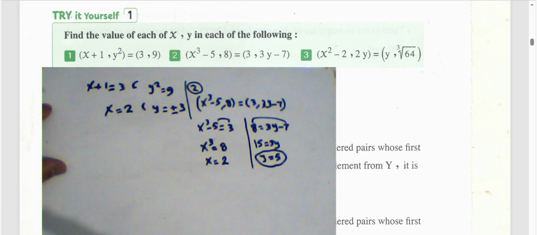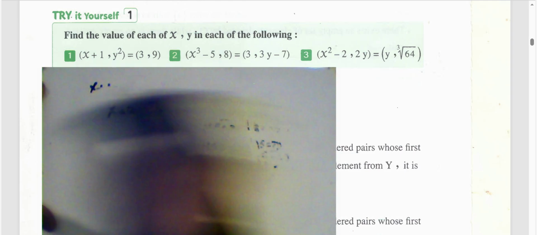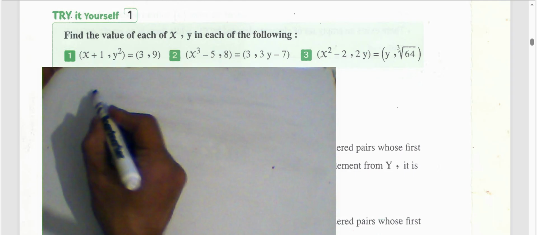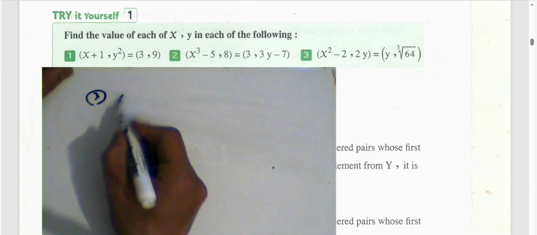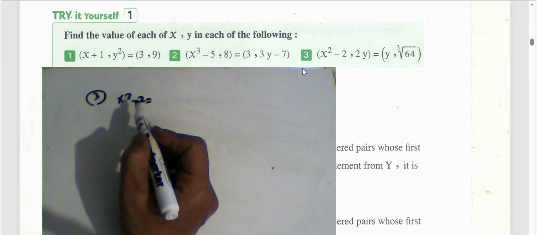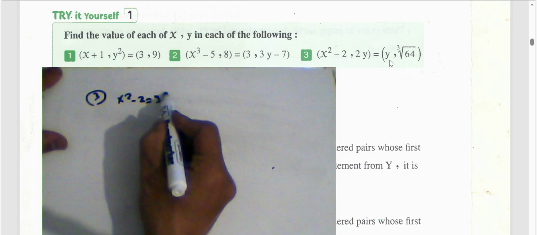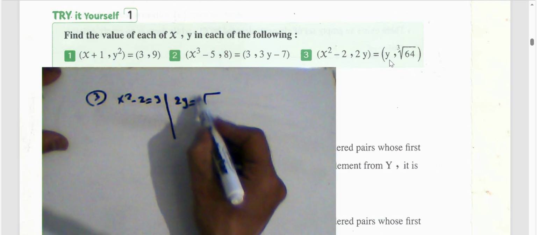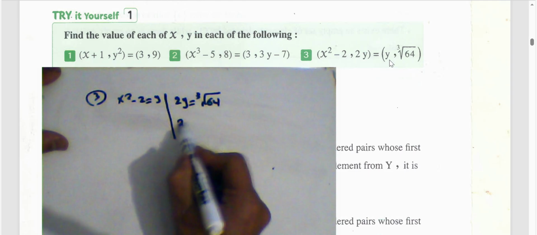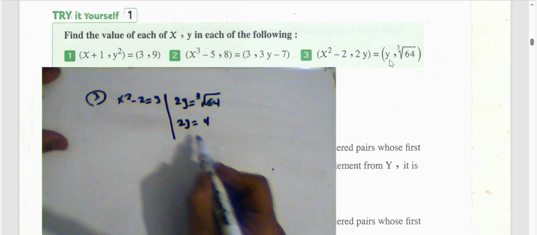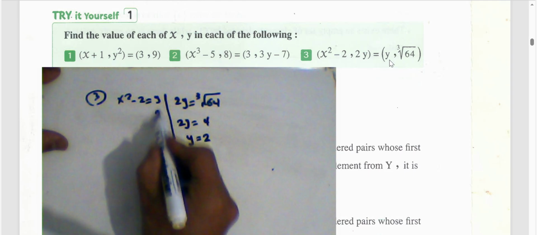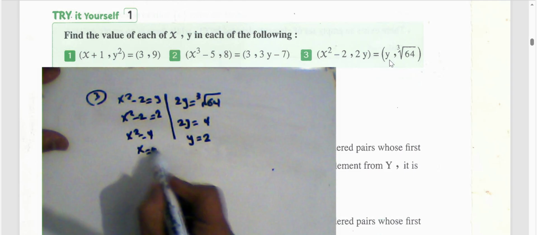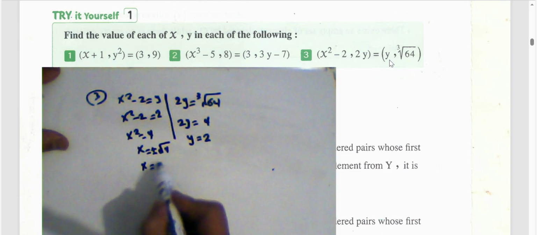Question number 3, we have a relation between two ordered pairs. They are equivalent, then the first projection equals the first projection and the second equals the second. Then we can write x² minus 2 will be equal to y, and 2y equivalent to the cubic root of 64. First step, we can write 2y equal cubic root of 64, which is 4, and the value of y equal 2. Put the value of y equal 2 here. Then x² minus 2 equal 2, x² will be equal 4. Then the value of x will be positive or negative square root of 4, and the value of x equal positive or negative 2.